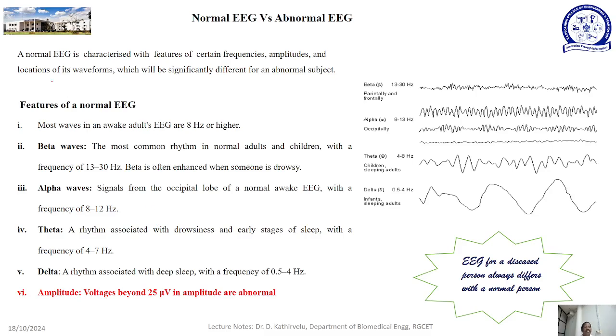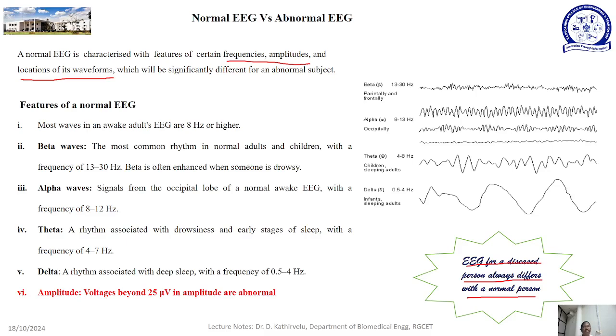As I said, an EEG for a deceased person will always differ from that of a normal person. An EEG for a normal and an abnormal person will significantly vary. What are those significant variations? An EEG is characterized by frequency, amplitude, and waveform pattern, which can be obtained from different locations of the brain.